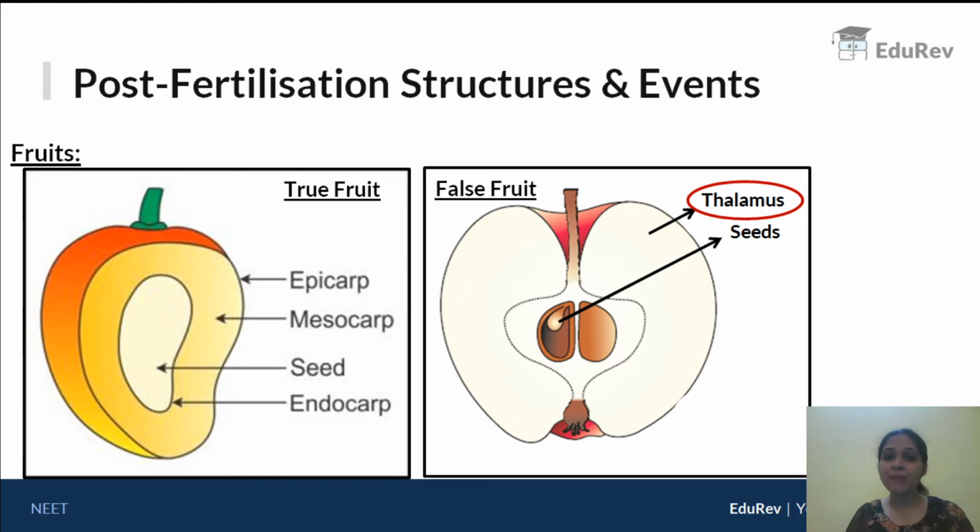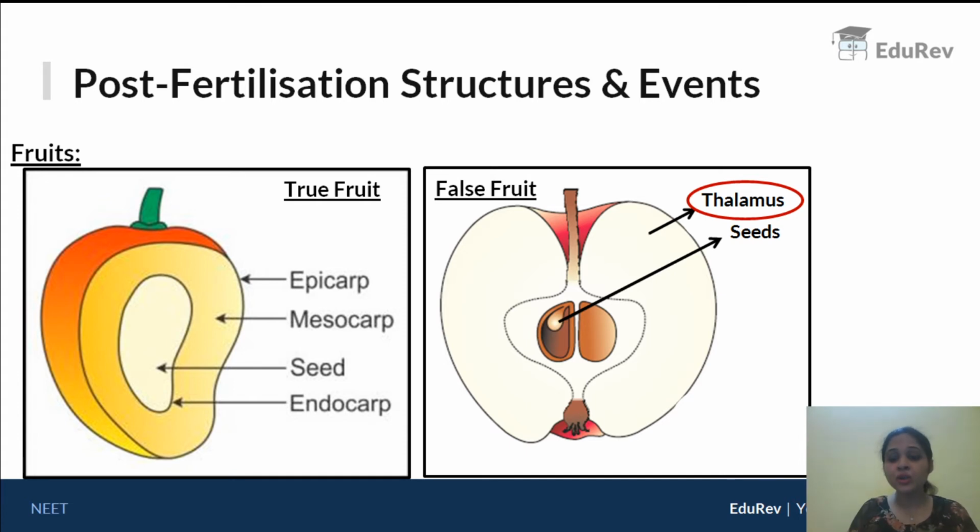However, if you look at the apple, the apple has the seeds in between and there seems to be a line structure all on the outside. The part of the apple that we actually consume is not really the ovary. Rather, we consume the swollen thalamus. The thalamus is the base of the flower. So we consume that particular part, the stalk of the flower, which eventually has become the fruit. So we consume the false fruit.